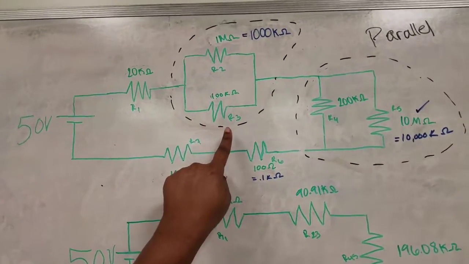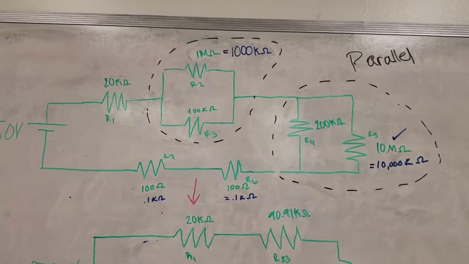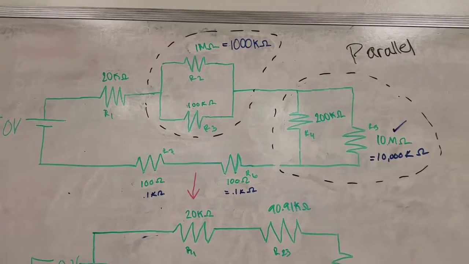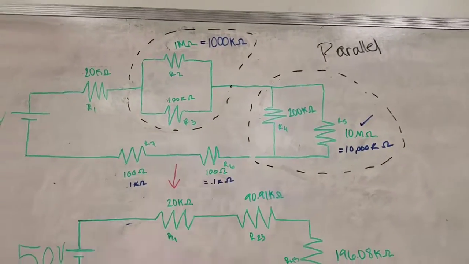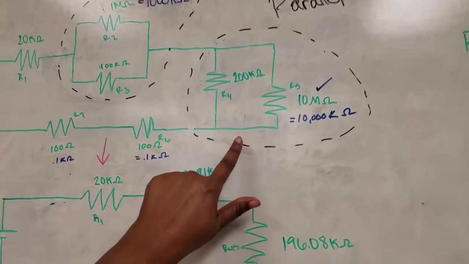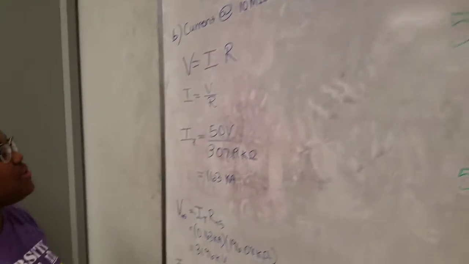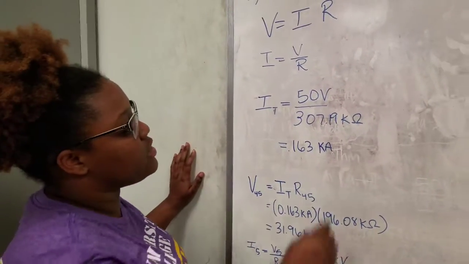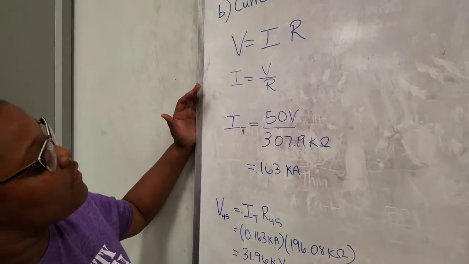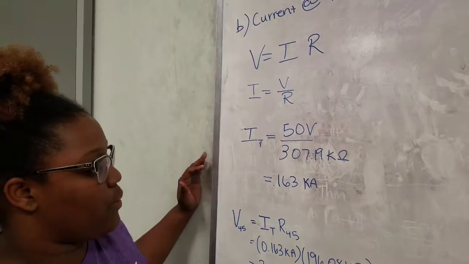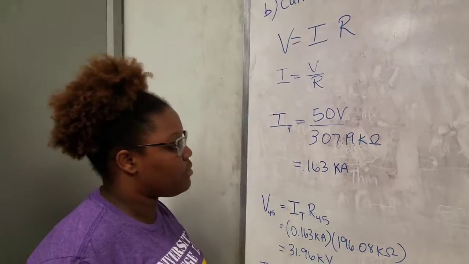Then it will come through to these two resistors in parallel, where the current will split up, because in parallel circuits, the current is not the same throughout the circuit. They'll come back, and it'll be the total current once again, where it will split up in these two resistors. So, to find IT, we'll take the total voltage over the REQ, which is 50 volts over 307.19 kiloohms, which will give us 0.163 kiloamps.